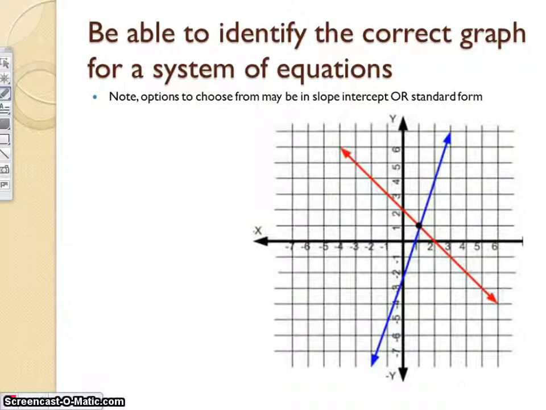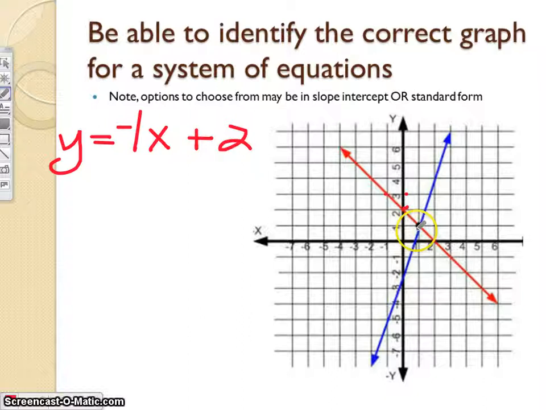Be able to identify the correct graph for a system of equations. Given a graph, you'll need to be able to create the equation. Right here we have a y-intercept of 2. So y is going to be equal to 2. What slope do we have? We're going up 1 and over 1 in a negative direction.